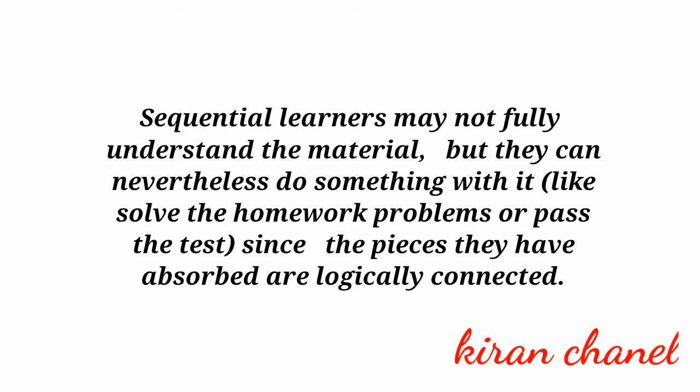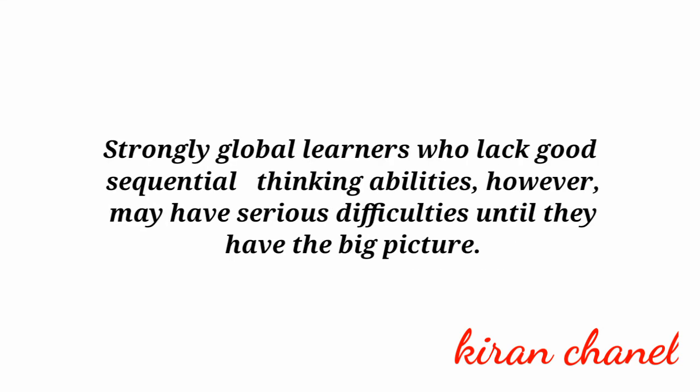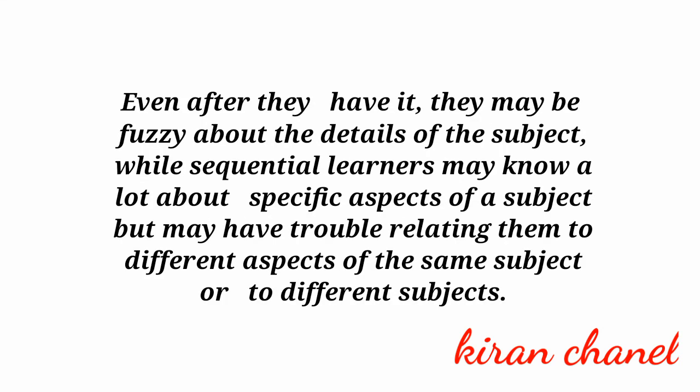Since the pieces they have absorbed are logically connected, they can do this. Strong global learners who lack good sequential thinking abilities, however, may have serious difficulties until they have the big picture. Even after they have it, they may be fuzzy about the details of the subject. While a sequential learner may know a lot about specific aspects of a subject, they may have trouble relating them to different aspects of the same subject or to a different subject.